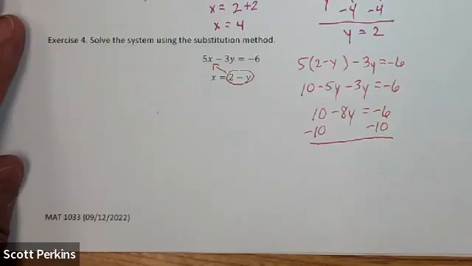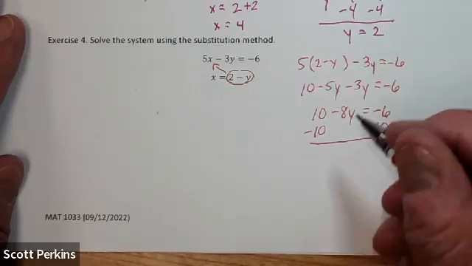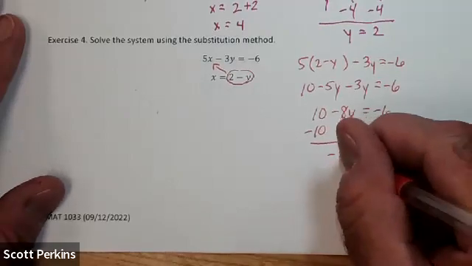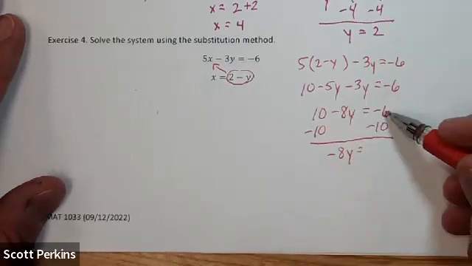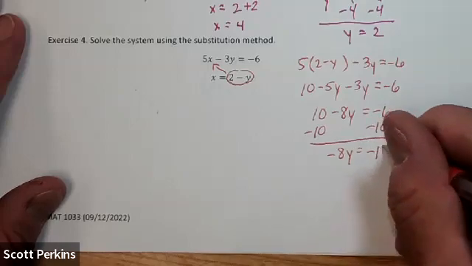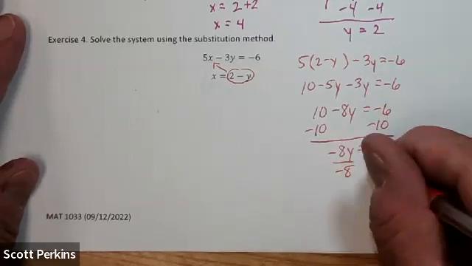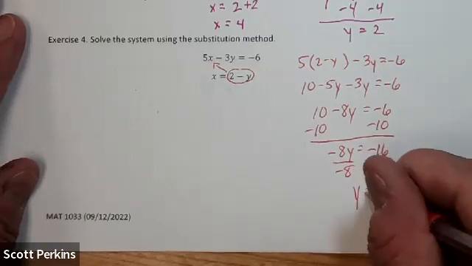Did I do arithmetic wrong somewhere? Oh, yeah, no, I have not. I'm doing perfect. Just not thinking clearly. Okay, now I have negative 8y is equal to negative 6 and negative 10, which is negative 16. And then I divide. And my y value is 2.